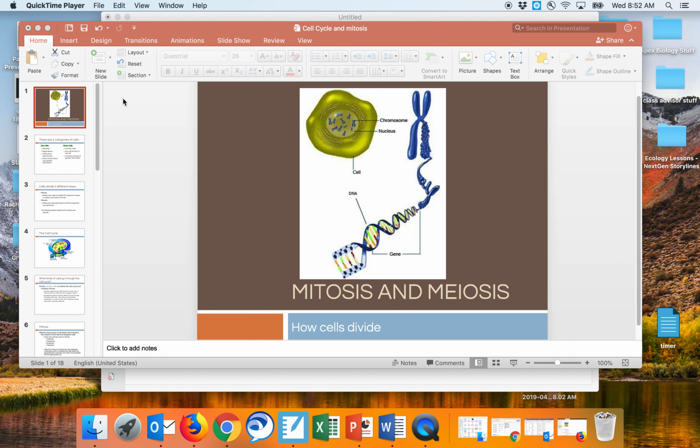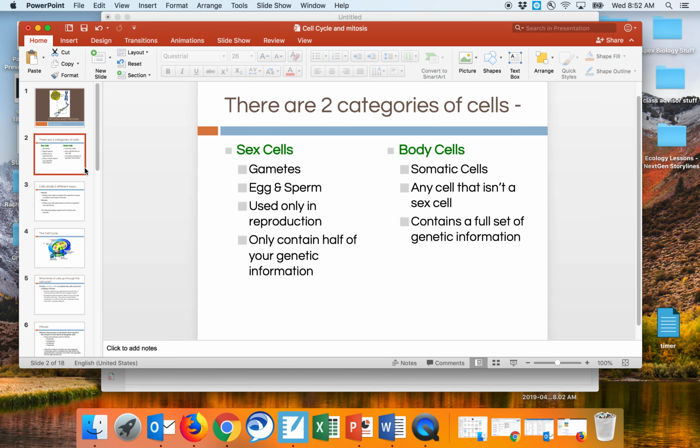Hello, everyone. Today we're going to talk about how cells divide, specifically mitosis. And what I want you to know first is that there are two different categories of cells. So as it says here, there are sex cells and there are body cells.